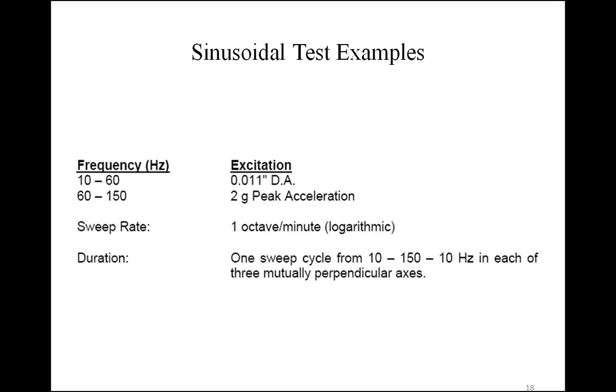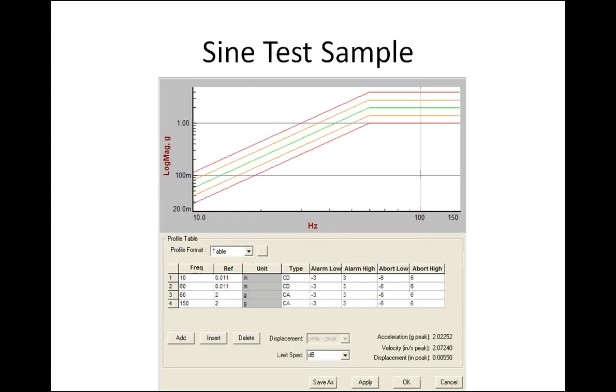And then they run a certain sweep rate, in this case, 1 octave per minute. The mill standard calls for generally 3 octaves per minute, and then a duration. And this is what this test would look like. You can see in the table below the graph, you've got the 10 to 60, the reference in inches, constant displacement, and then 2G's peak to go out to 150 hertz.